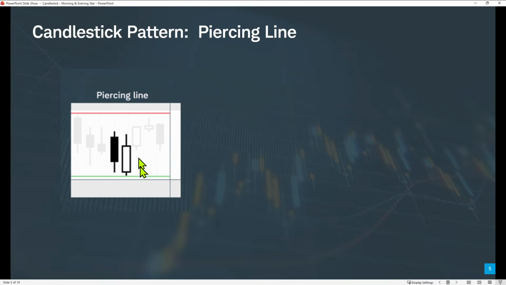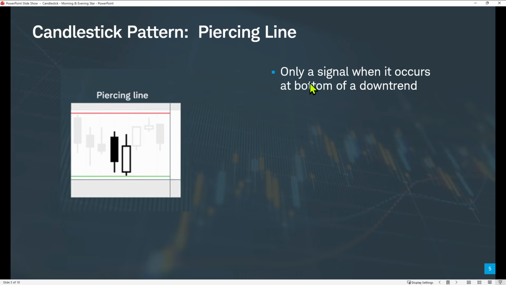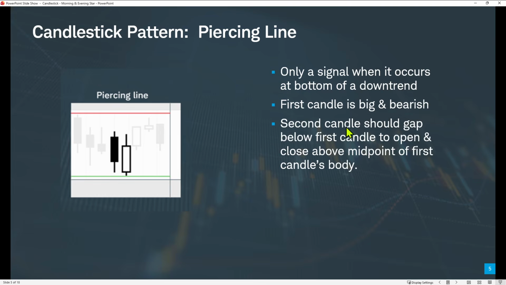So let's look at the piercing line. So this is what it looks like. It's made up of two candles, and it is only considered to be a signal when it occurs at the bottom of a downtrend. We are looking for a first candle that is big and bearish. It may look red on your chart. It may look black. You may have customized the color, but it's big and it's bearish.